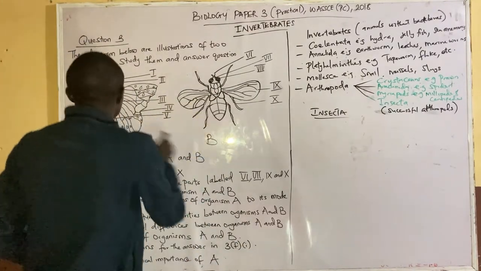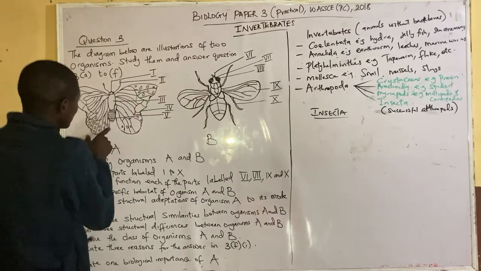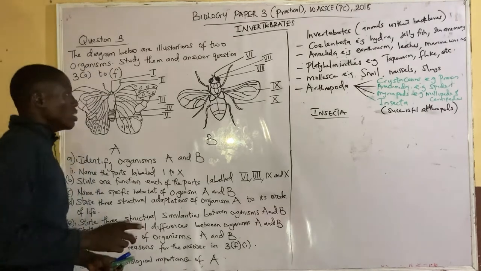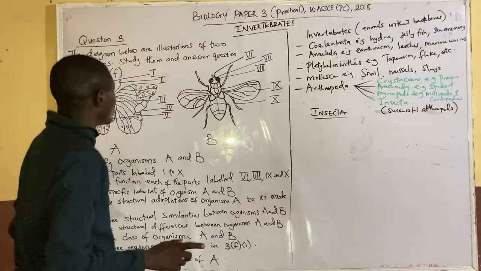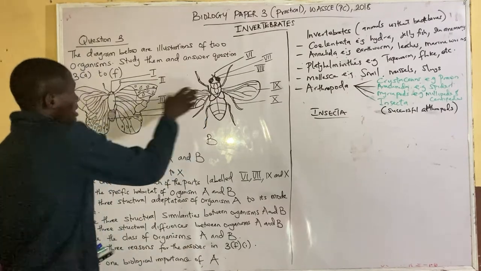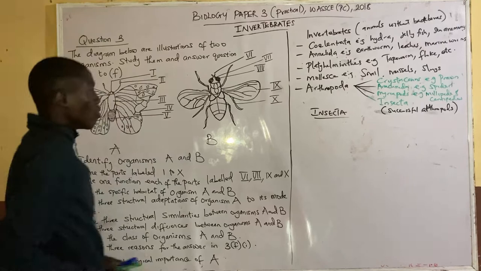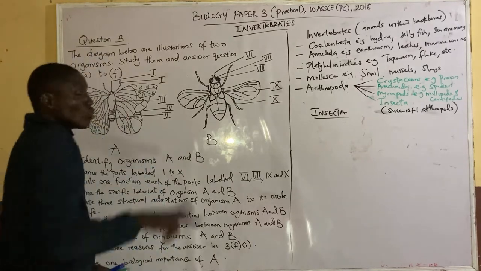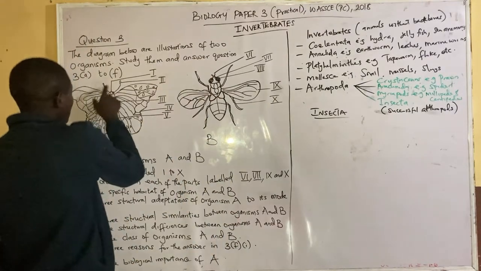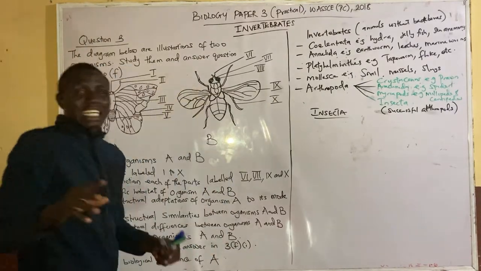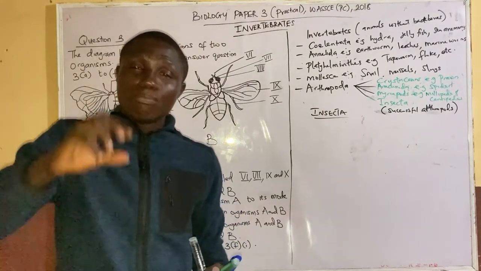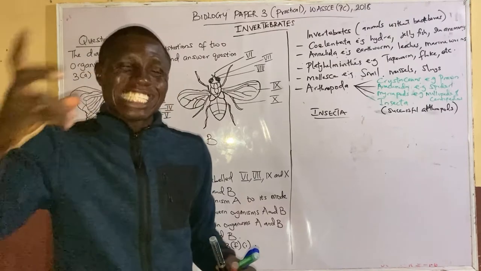As you can see, look at this. This one also has 3 pairs of jointed legs, but the legs are not shown here. Now they have compound eyes. These are called compound eyes. They also have a pair of antennae. This is an antenna. So these are the characteristics of an insect, or an organism that belongs to the group called insecta.